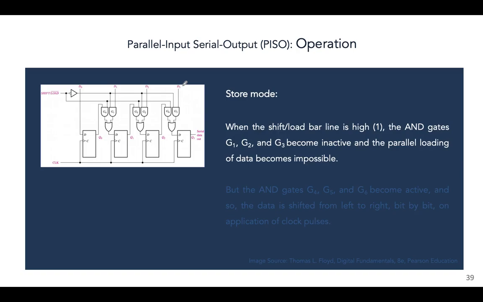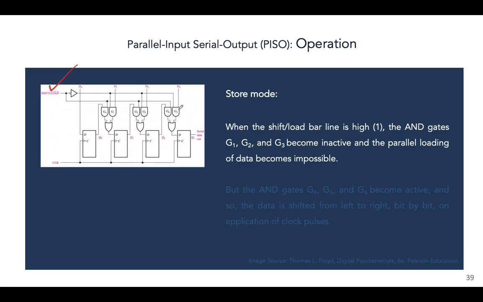For that, the PISO register has to go into the store mode. And now what happens is this line becomes high. So earlier it was 0 for the loading. Now it becomes 1. And now when this becomes 1, G1, G2 and G3 become inactive. Now they are going to behave like closed circuits. They're not going to let anything pass, right?